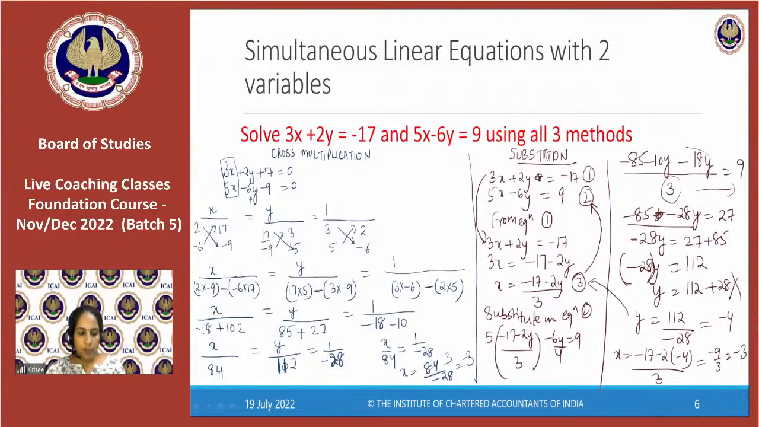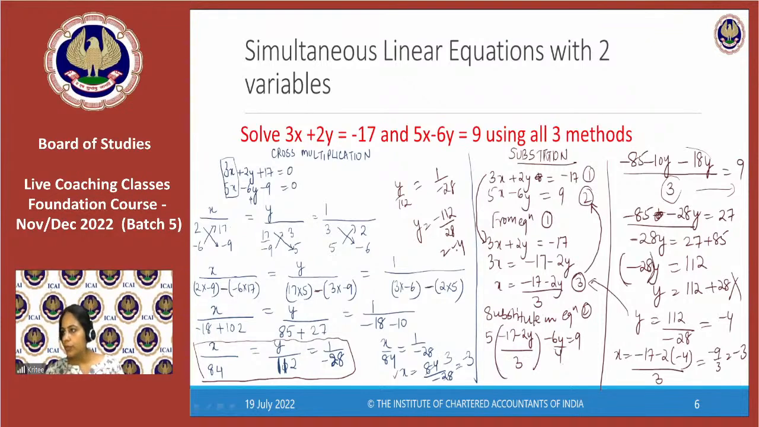Now, x upon 84 is equal to y upon 112 is equal to 1 upon minus 28. So, these are three terms which are equal to each other. So, we take them equal to each other separately. X by 84 is equal to 1 upon minus 28, so you get the value of x. Y by 112 equals 1 by minus 28. Solve for y separately. This is how we get it.